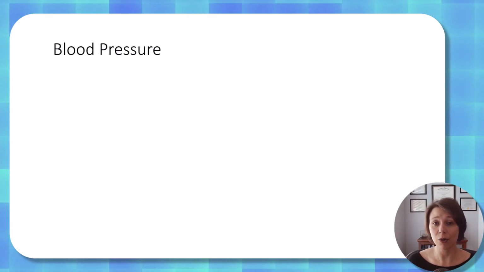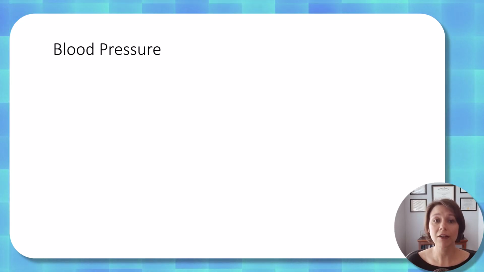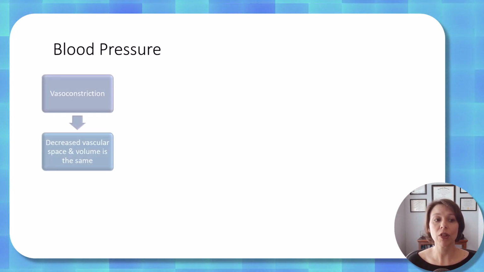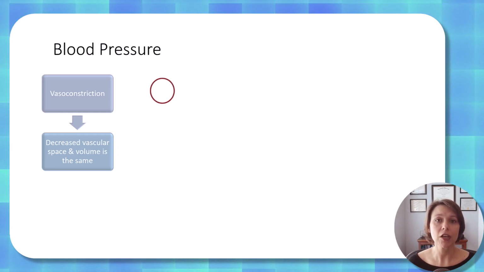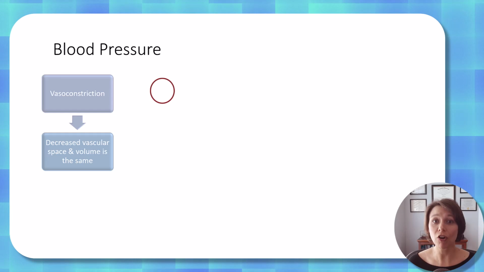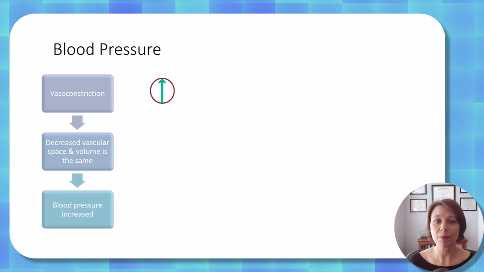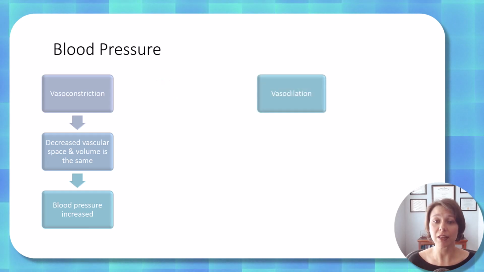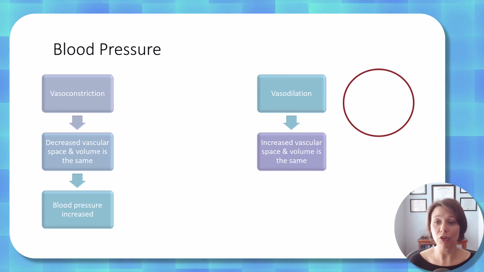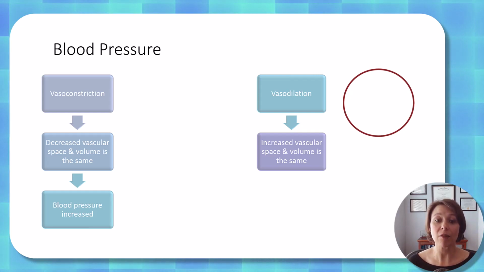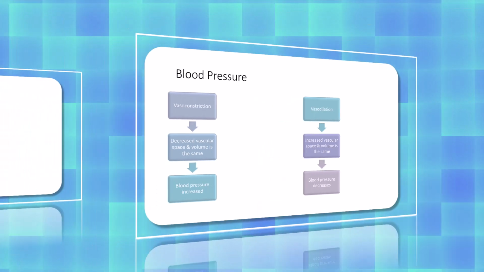Let's look at how vasoconstriction and dilation cause changes in blood pressure. If we have vasoconstriction, then we'll have a decreased vascular space, but the volume is still the same. So if you're putting more volume in a smaller space, that's going to cause pressure to increase. On the flip side, if I have vasodilation, then suddenly I'll have an increased vascular space. But again, volume is the same. If I have more space but the same level of volume, then blood pressure will decrease.